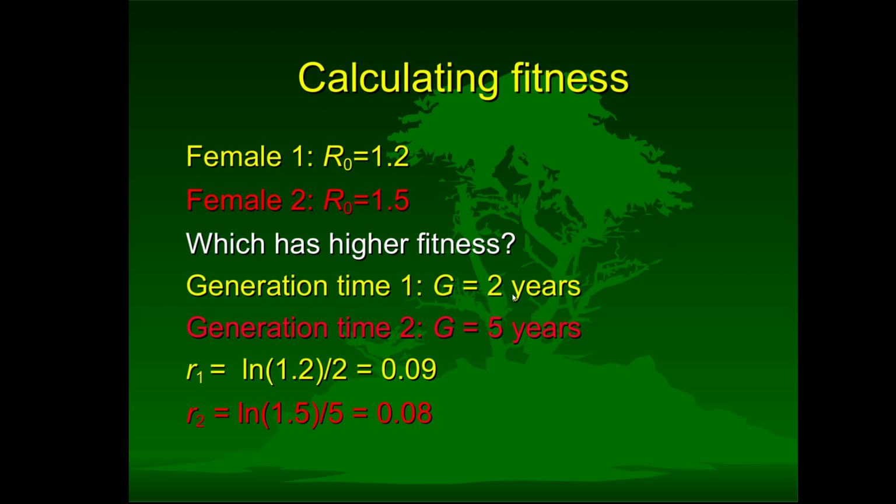The generation time of the first is 2 years, the second is 5 years. So let's calculate. Little r for 1, the fitness for 1, is the log of net reproductive rate divided by the generation time, that's 0.09. And little r for the second is 0.08. So even though female 2 has the higher net reproductive rate, she has slightly lower fitness because her generation time is a bit longer, more than twice as long.